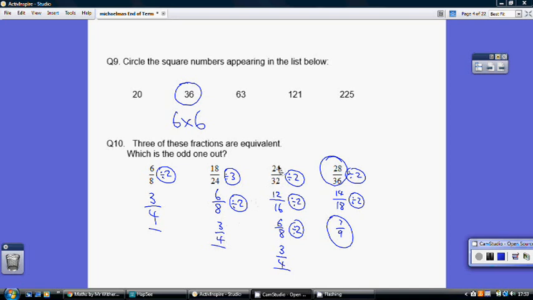What about this third one? Well, let's just work our way down. Let's halve top and bottom first of all, 12 over 16. Let's halve top and bottom again, 6 over 8. And we can still halve top and bottom, another 3 over 4. So the first 3 numbers here all simplified to 3/4. Whereas with the last one, if we halve top and bottom, we get 14 over 18. If we then halve top and bottom again, we get 7 over 9, and that can't be simplified any further. So which is the odd one out? 28 over 36 is the odd one out, because that does not simplify to 3/4.